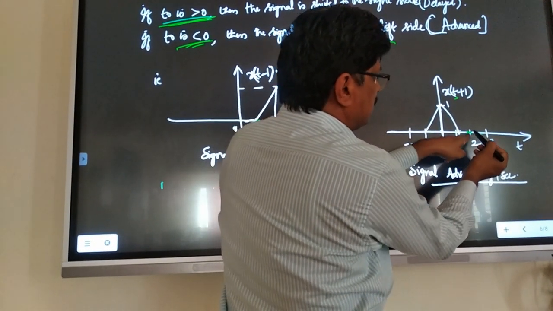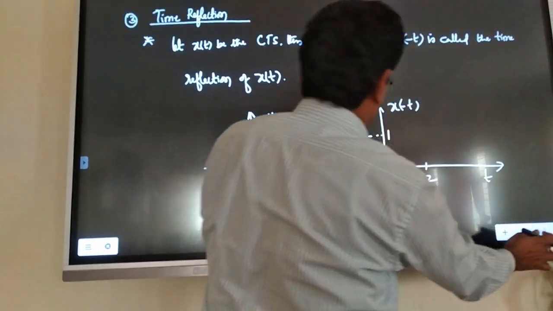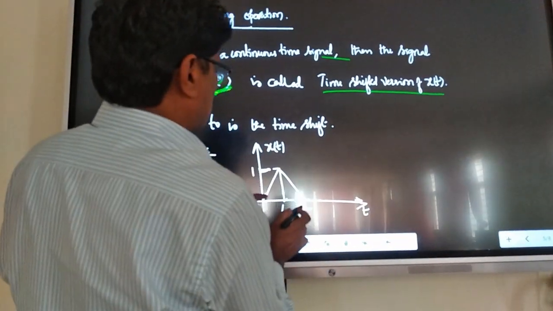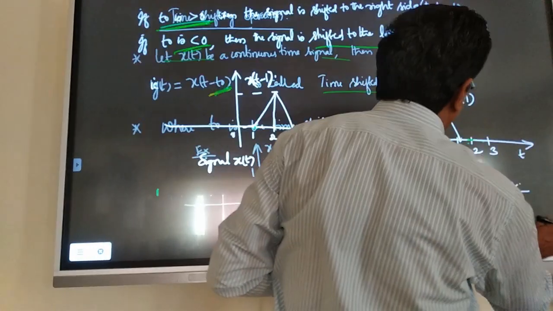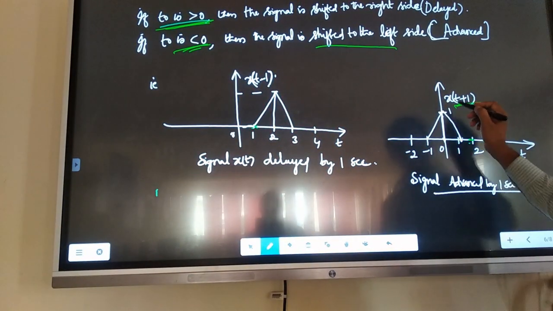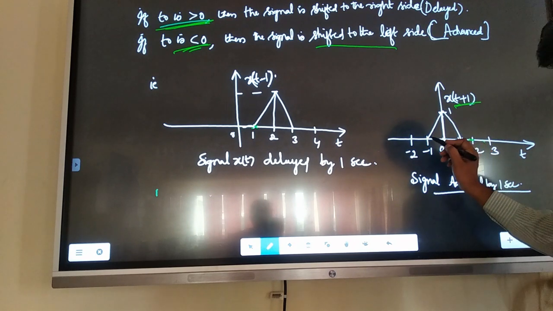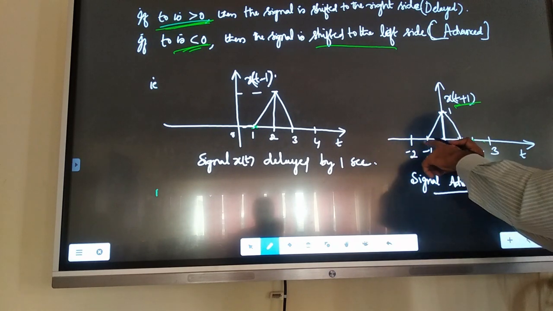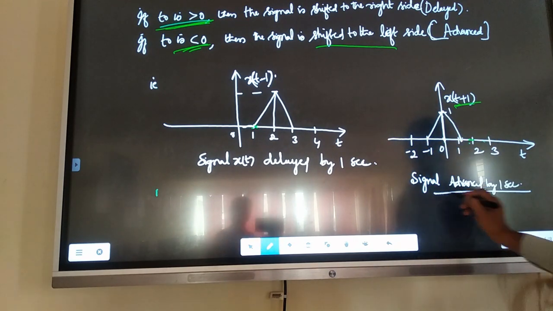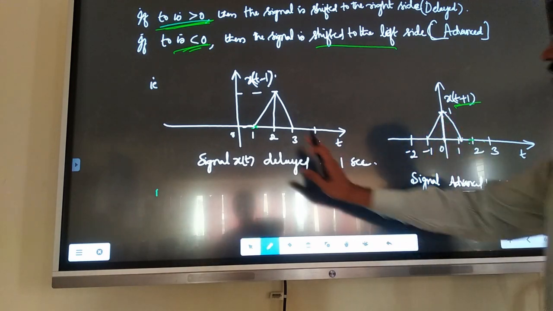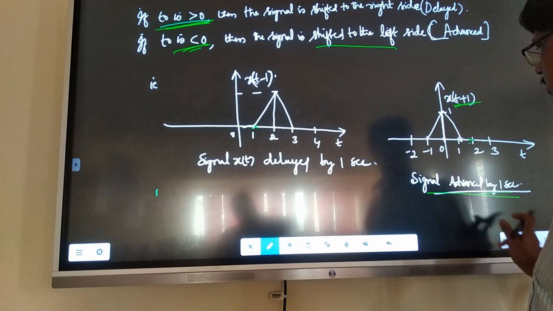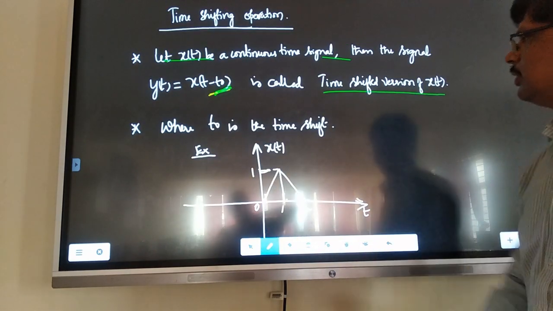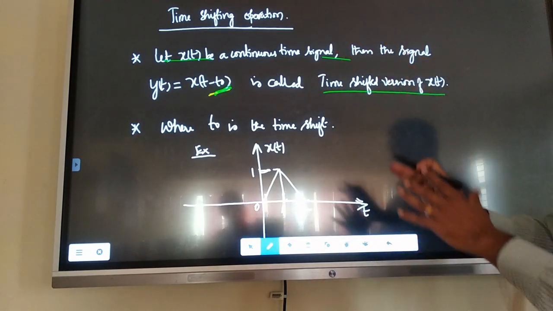Actually, your signal ends at 2. Now see here, your signal ends at 2. It is advanced, so it will shift to this side. That is what x of t plus 1. Now see, it is advanced by 1 second. It starts at minus 1. So now the signal is advanced by 1 second, and that signal is delayed by 1 second. Your original signal starts at 0. Based on that we are doing the time shifting operations.